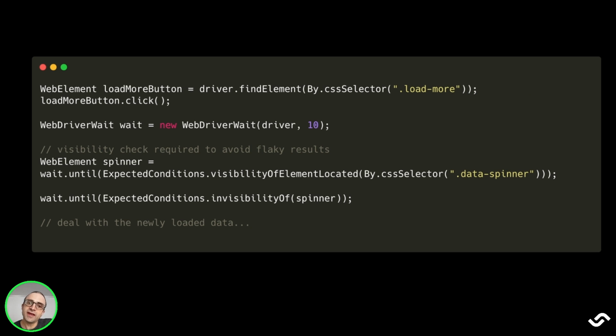So the cure for this flakiness is to click on the load more button, then wait for the spinner to appear, then wait for it to disappear, and then continue with the tests. Without this visibility and invisibility check, the test can be flaky.